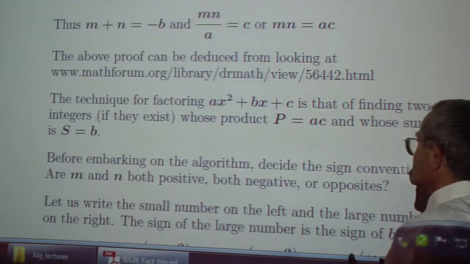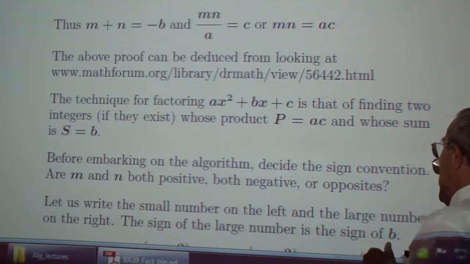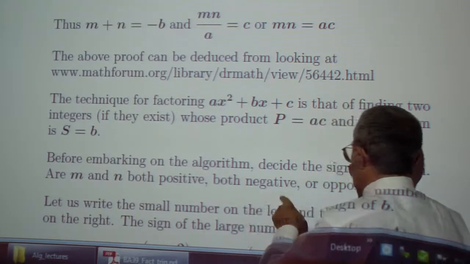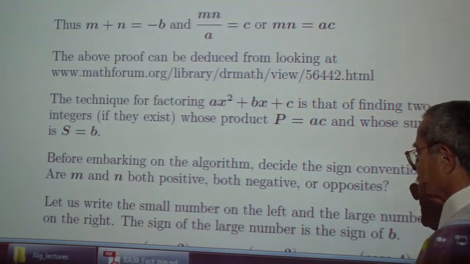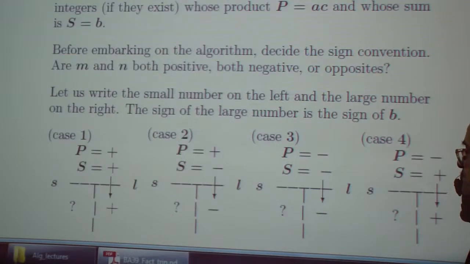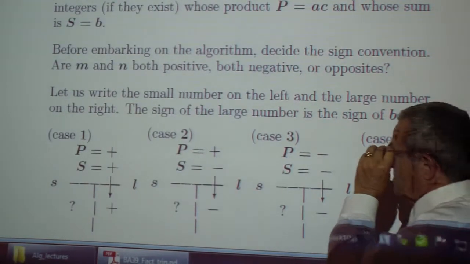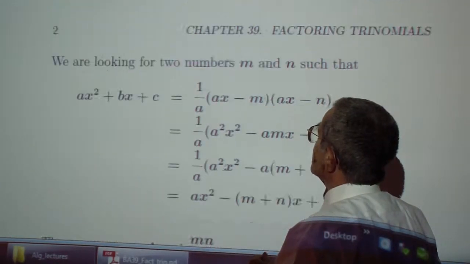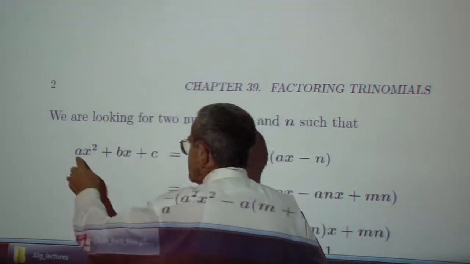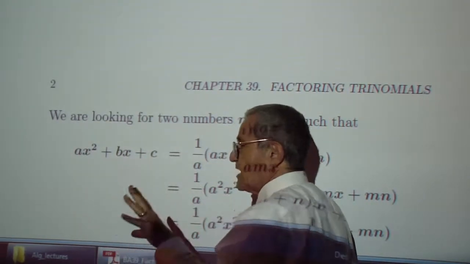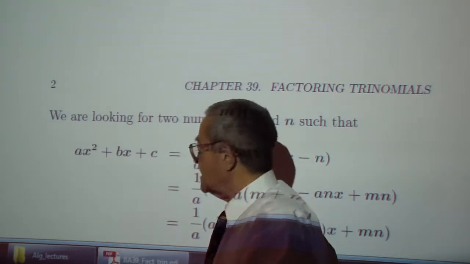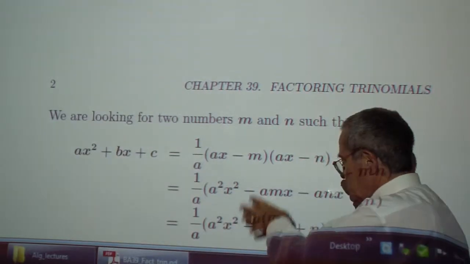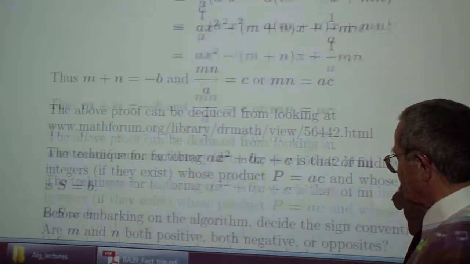And before embarking on the algorithm, we decide on the sign convention: if m and n are both positive, both negative, or opposites. Okay. I'll show you what I mean by that. The product, in the algorithm that I'm using here, is a times c, the product of the two numbers I'm looking for, m and n. The product is a times c, and the sum is b. And this was the proof why this is so.